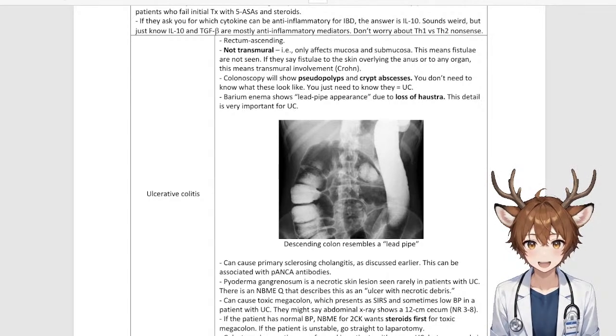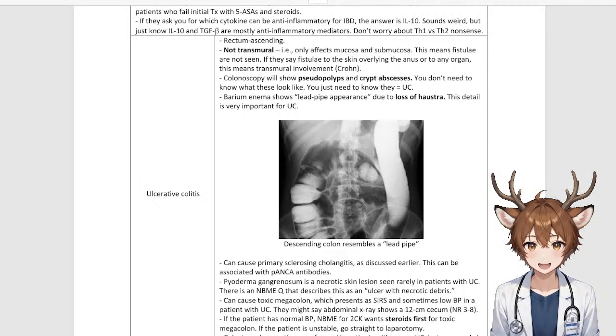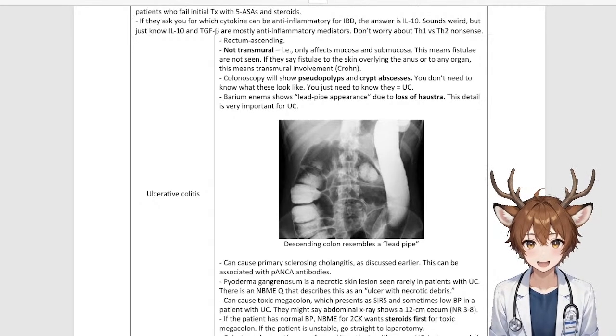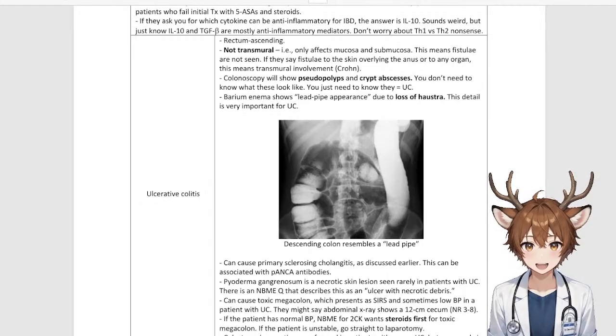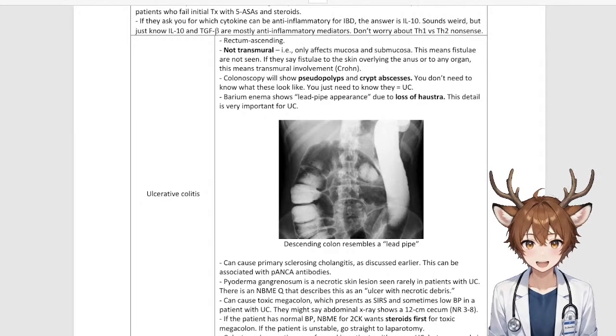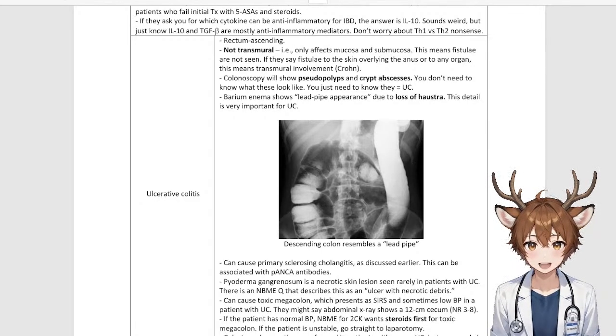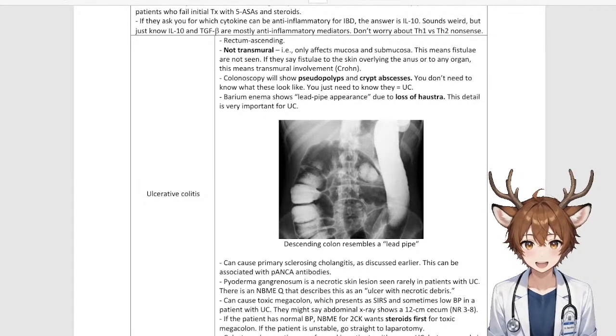Okay, let's talk about UC, ulcerative colitis. It goes from the rectum ascending and is not transmural, i.e., it only affects the mucosa and submucosa. This means fistulas are not seen. If they say fistula to the skin overlying the anus or to any other organ, this means transmural involvement, Crohn's. The colonoscopy will show pseudopolyps and crypt abscesses.